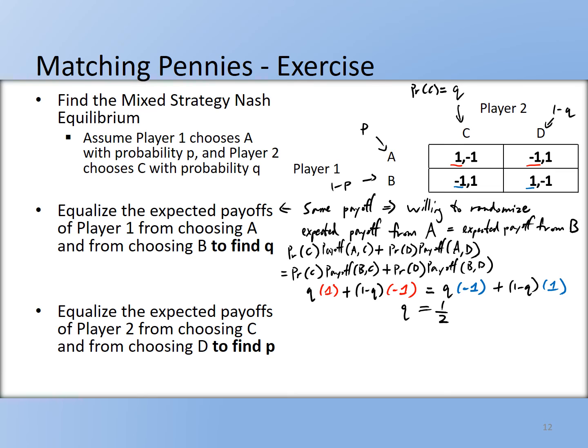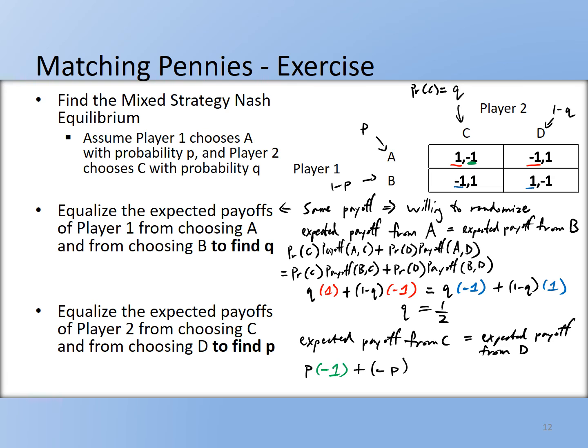Next, what do you do with player 1? What do you do with finding P? Right? Player 1 has a P chance of using action A, which means he has a 1 minus P chance of using action B. Okay, so very quickly, you would need expected payoff for player 2 from action C equals to expected payoff from action D. Right? So let's make this calculation.